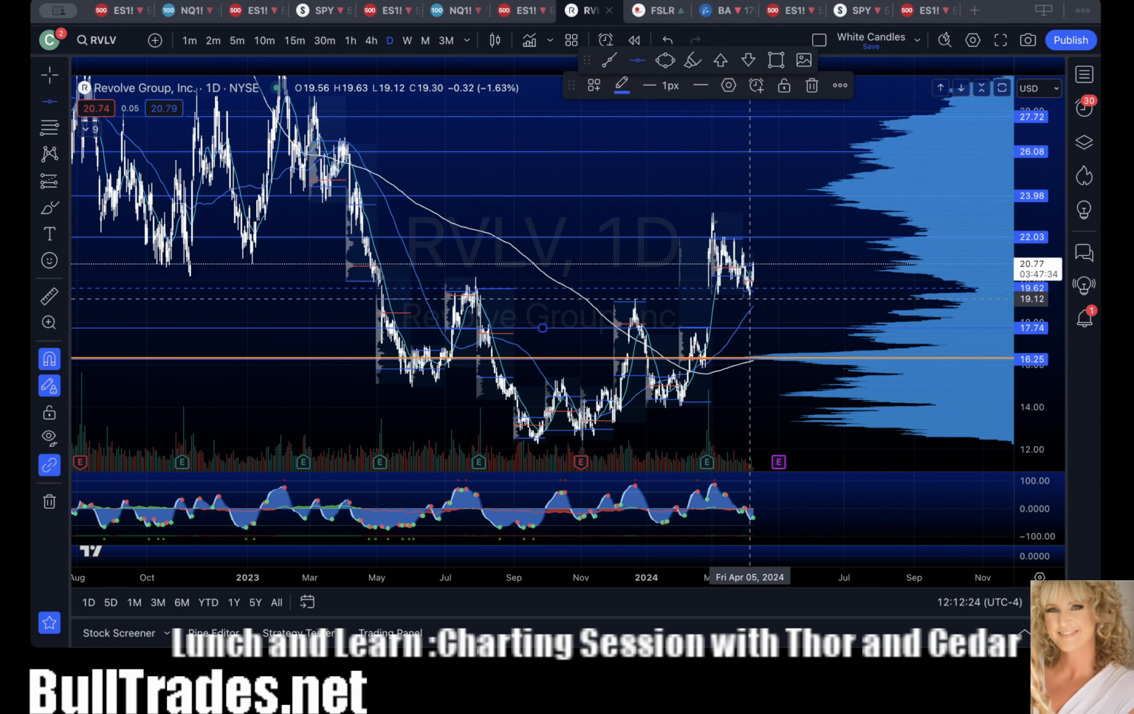And I'm on the daily. I marked most of my levels on the weekly, and then I added volume point of control at 16.25. That was the bottom that we formed nicely in there before that gap up, which was an earnings gap up. Taking that into account, the earnings gap is right where that low volume area, the center of it, is.